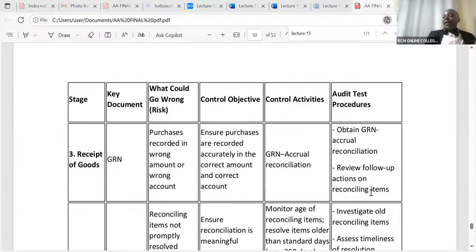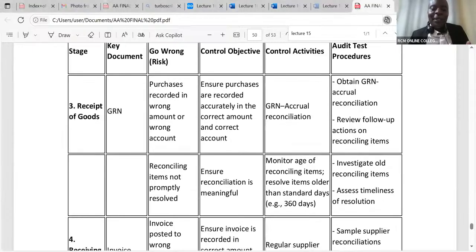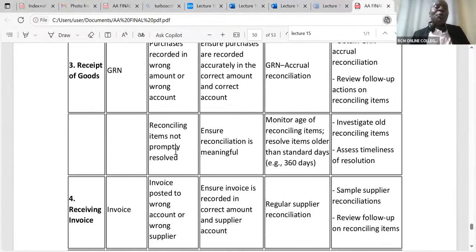So follow-up actions, what was done? If there were any discussions, because when they're doing reconciliations, most of them will make minutes, noting what was agreed and that the invoice numbers were not okay, etc. We must always do that follow-up. Now, when we are receiving goods, there are many things that can go wrong. Non-reconciling items not promptly resolved.